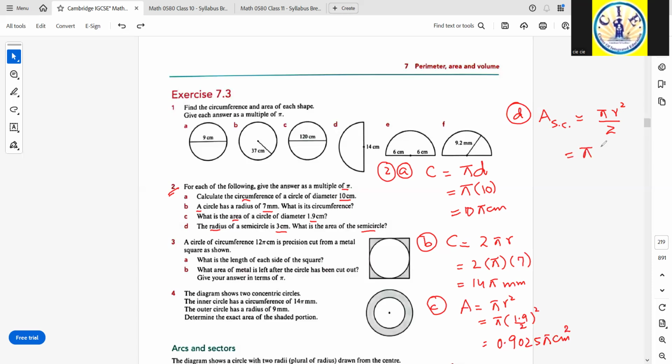So pi as it is, and the radius of that semicircle is 3 centimeters. So this is going to be 3 squared whole divided by 2. So this will give us 9 pi divided by 2, which can be simplified to give 4.5 pi, and the answer is to have centimeter squares as its unit. So this is the area of the semicircle.